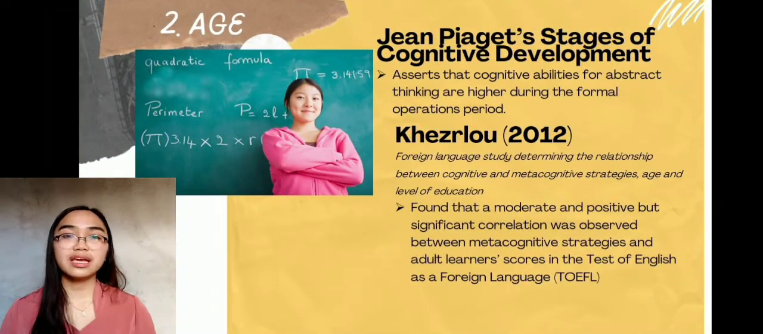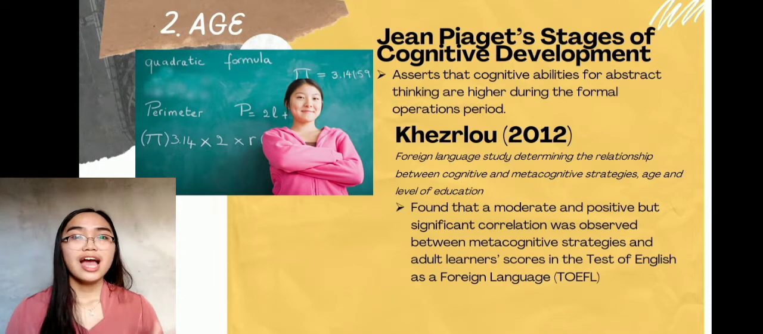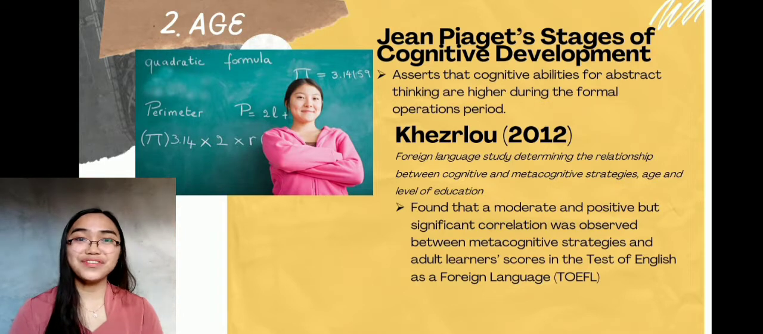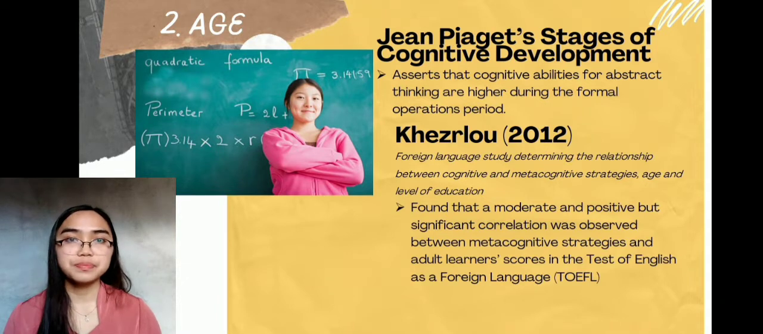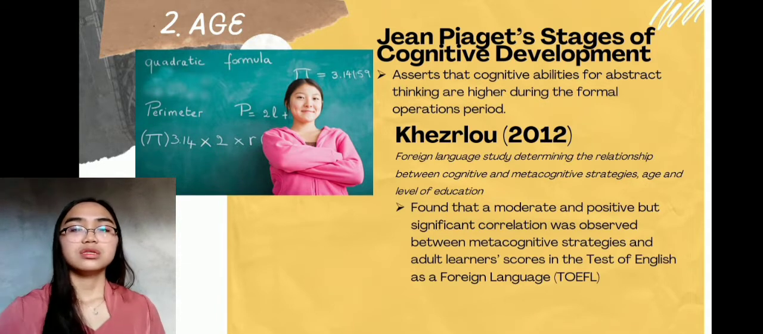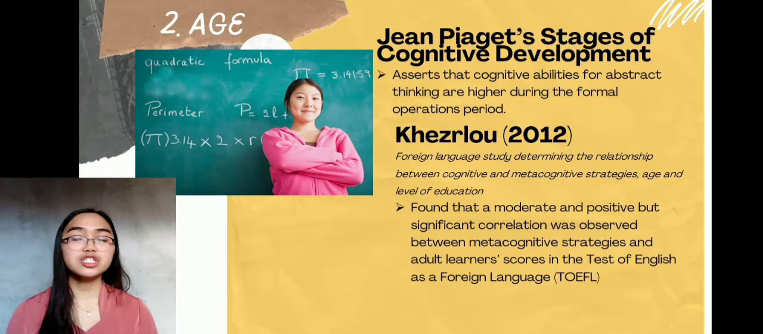Now, let's go to the second factor, which is age. As proposed by John Piaget, through the stages of cognitive development, the cognitive abilities for abstract thinking are higher during the formal operations period. So, this explains that as our age progresses, the more na nagkalulom ang atong knowledge as well as our thinking and doing.